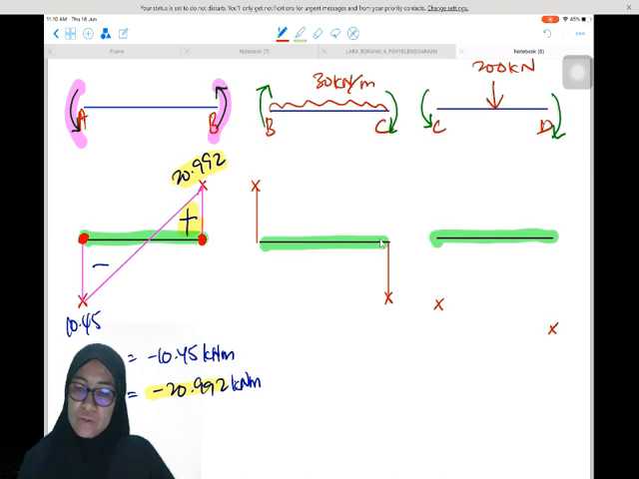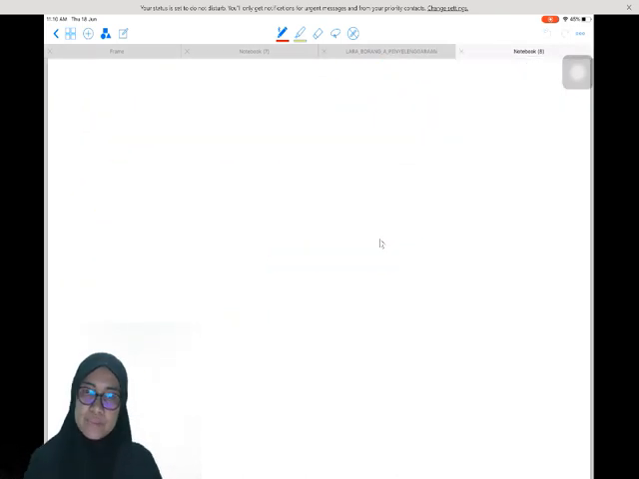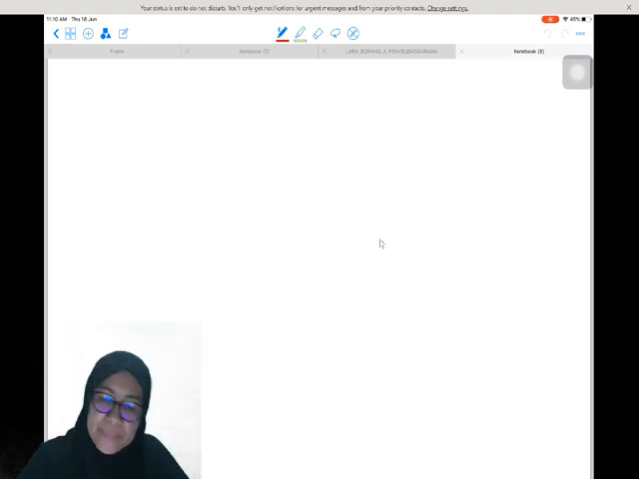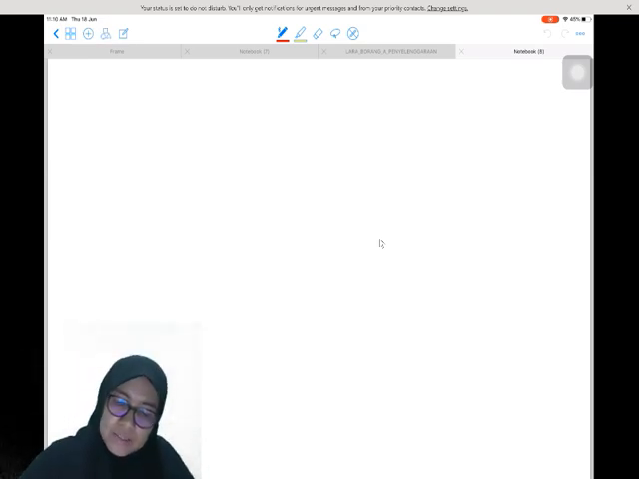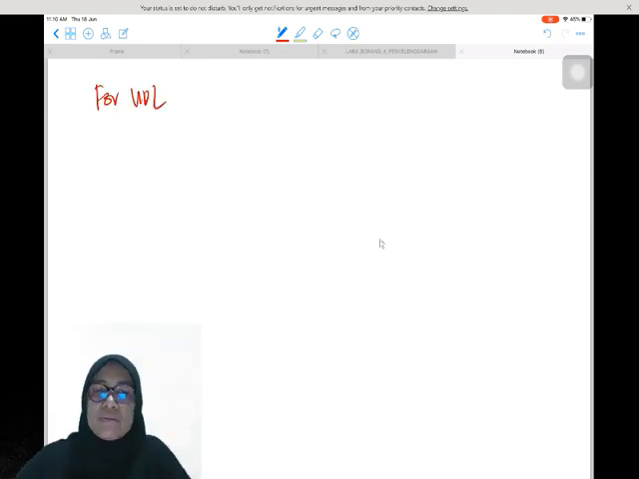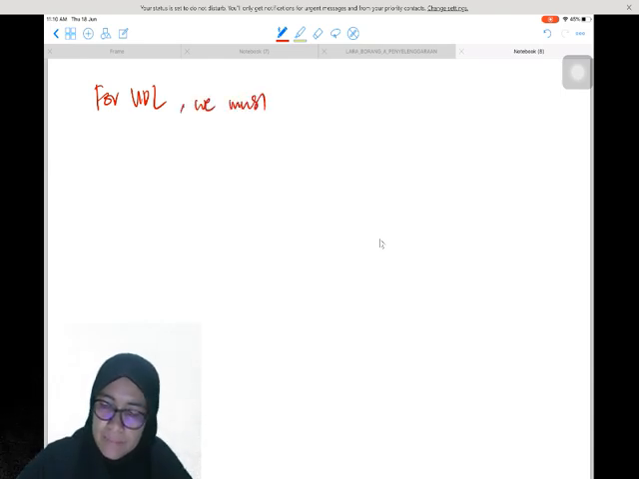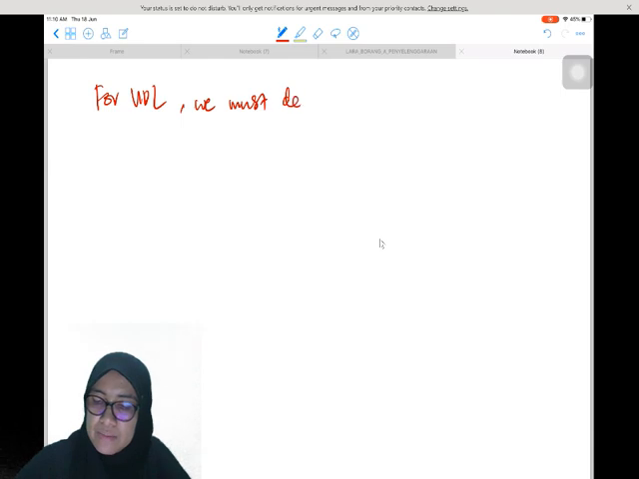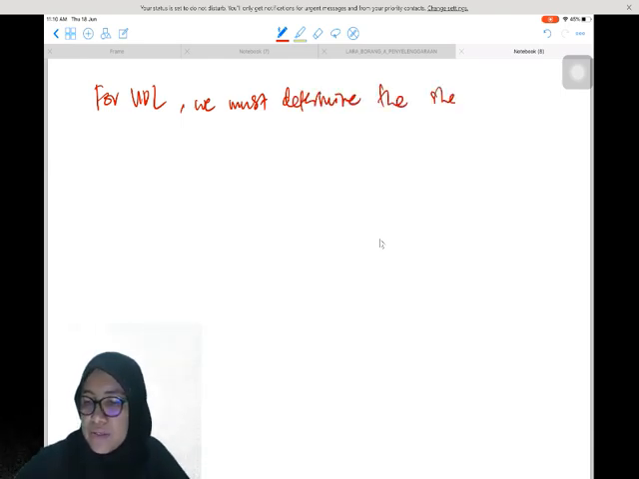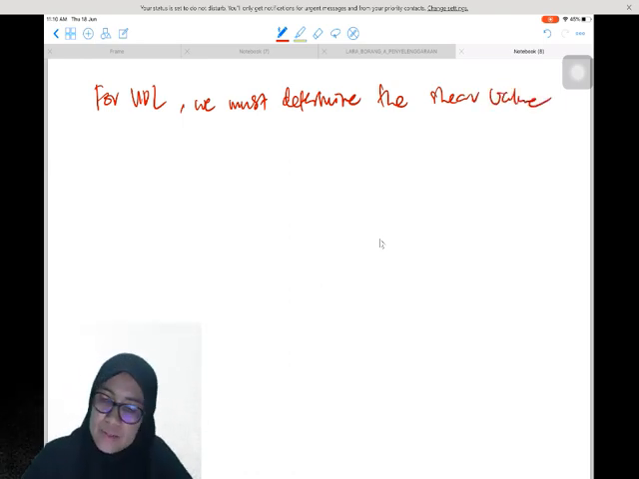So I move to the next page. In order to determine whether, for UDL, we must determine the shear value. So we will analyze like this.